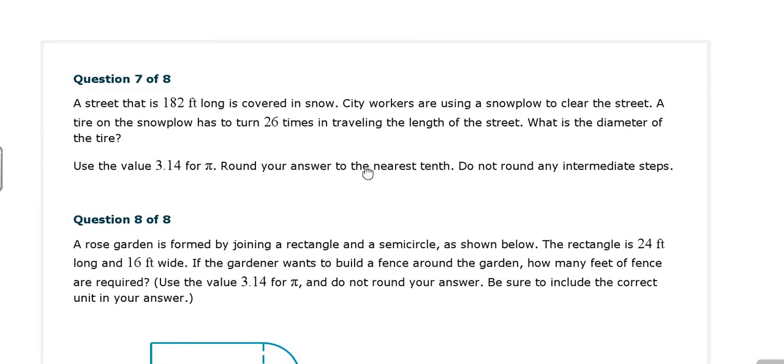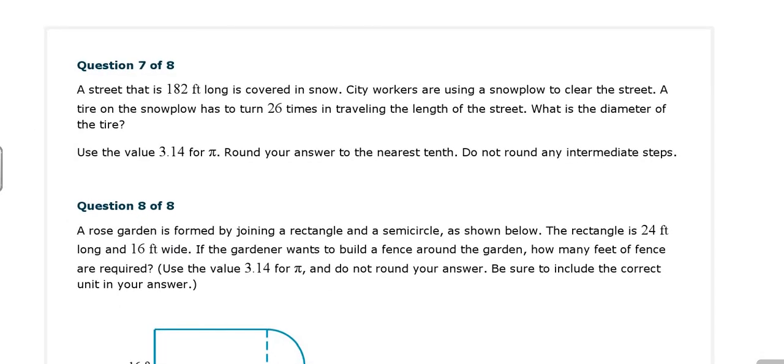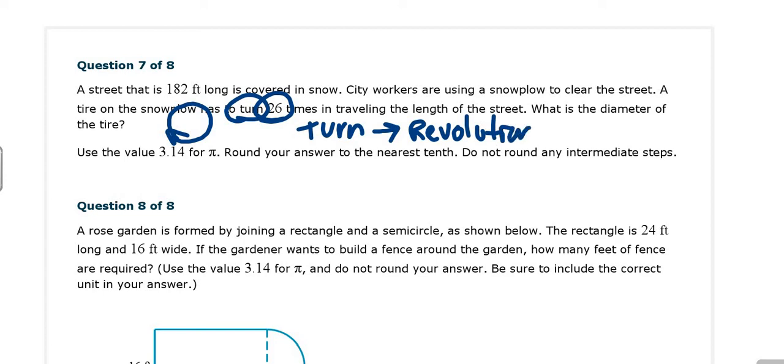Says a street which is 182 feet long is covered in snow. City workers are using a snowplow to clear the street. The snowplow has to turn 26 times. The word turn, turn around, that's really important that you see the word turn, which is the same as revolution, which is the same as circumference, which equals d pi. What is the diameter of the tire?